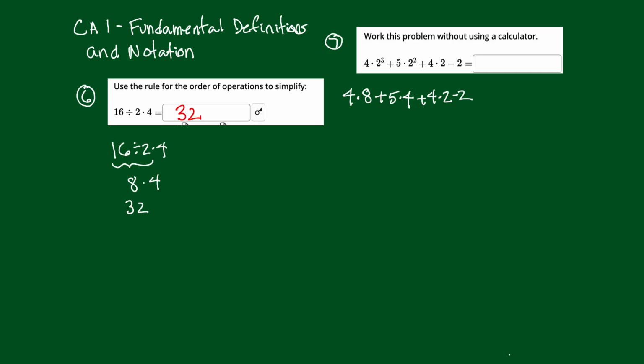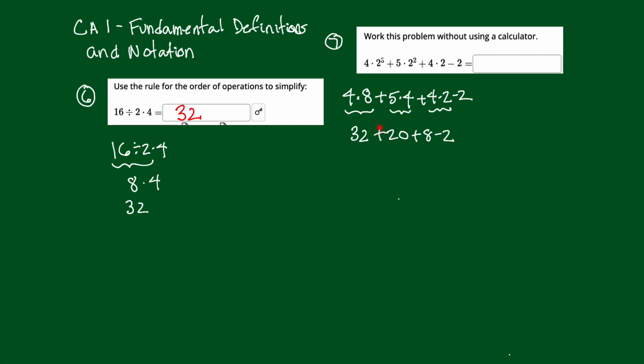Now let's go back and move left to right, taking care of the multiplications. I see 2 of them, 3 of them. And then we'll go back and do the addition and subtractions. So let's take care of this group here, and this group here. So 4 times 8 is 32, plus 5 times 4, 20, plus 4 times 2 is 8, minus 2. Now we've done the powers and the multiplications.